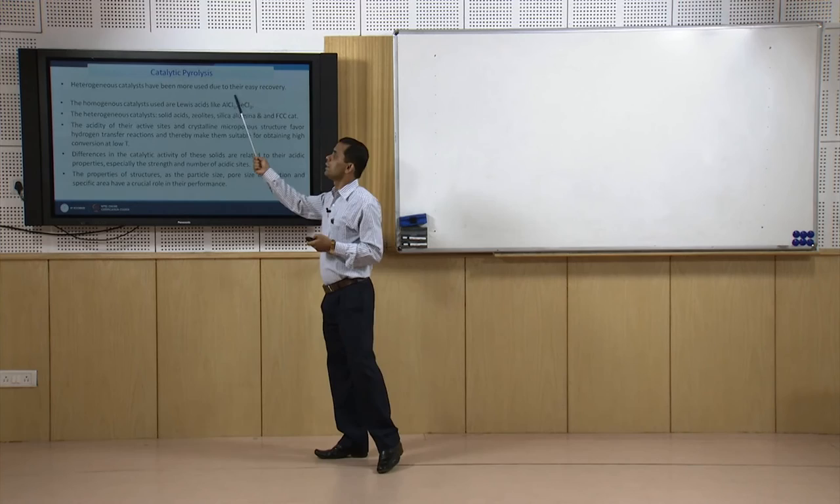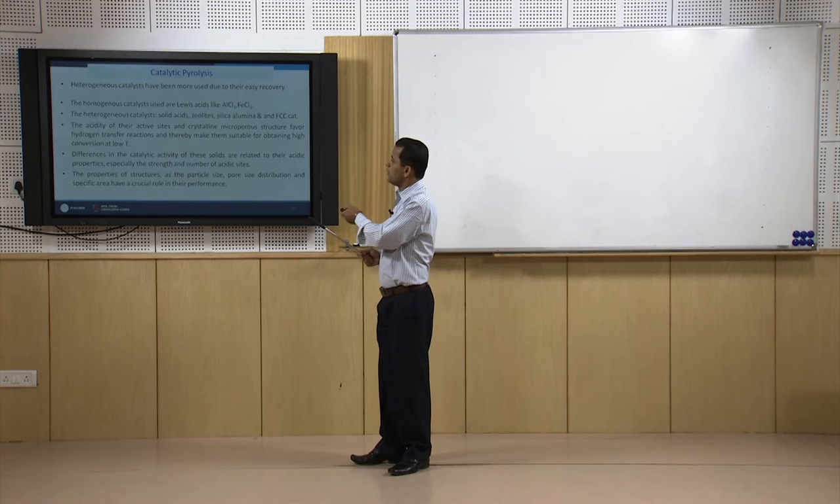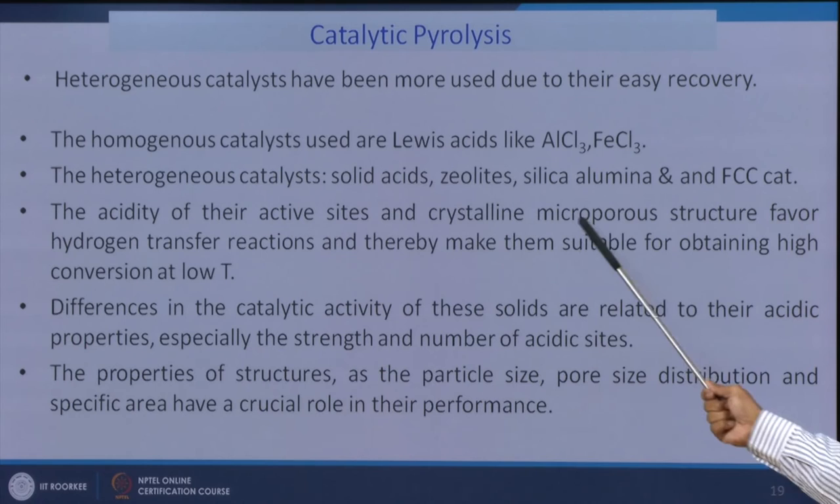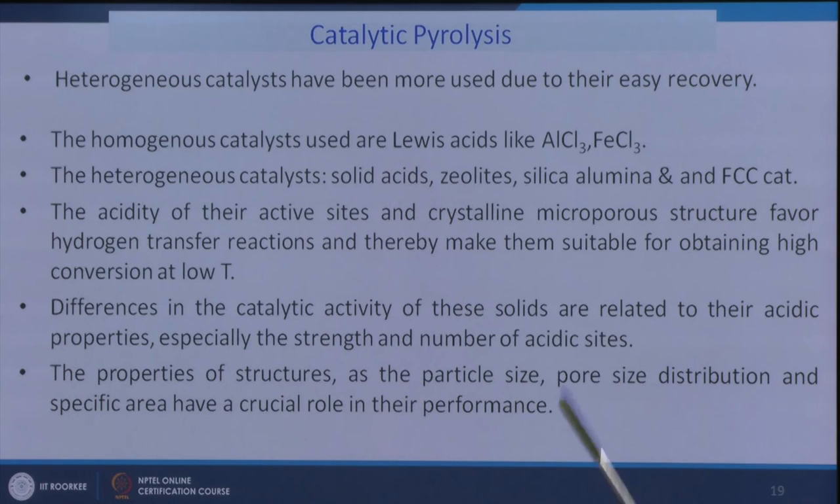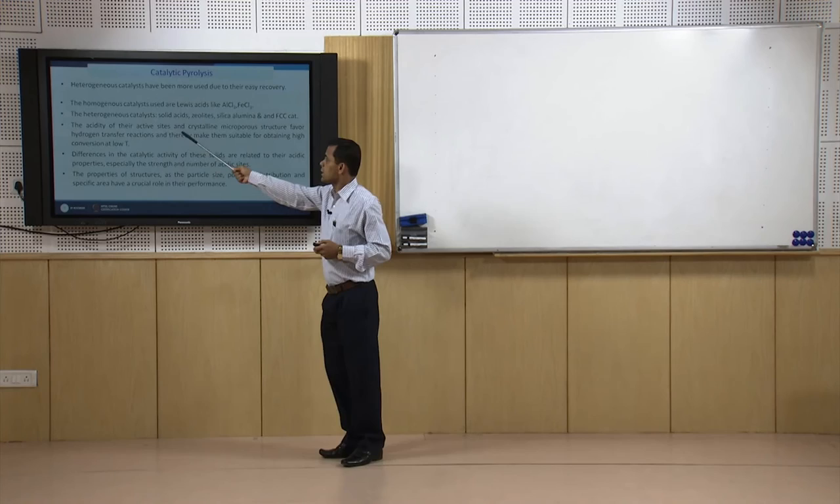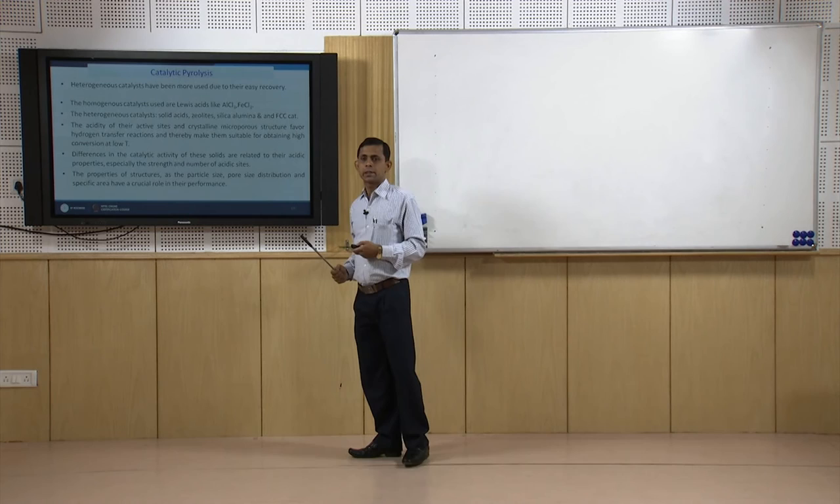So, how does the catalyst help in the reaction? The acid active sites which are available, and the acidity of these active sites, as well as the mesopore structure, these two things are very, very important. The acidity of the active sites and the crystalline mesopore structure favor the hydrogen transfer reactions, that is intramolecular and intermolecular hydrogen transfer reactions, which are part of the pyrolysis process. That is why we get more product and at lower temperature. Differences in the catalytic activity of these solids are related to their acidic properties, especially the strength and number of acidic sites. The structural properties as well as the particle size, pore size distribution, and specific area have a crucial role in the performance of the catalyst, basically the heterogeneous catalyst.